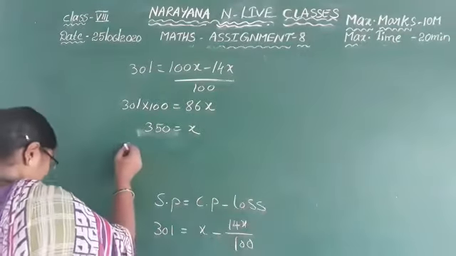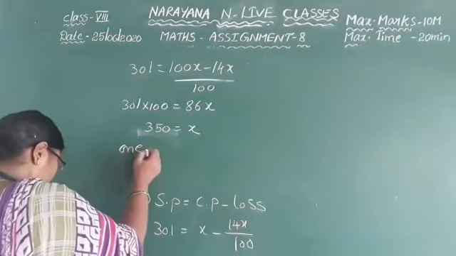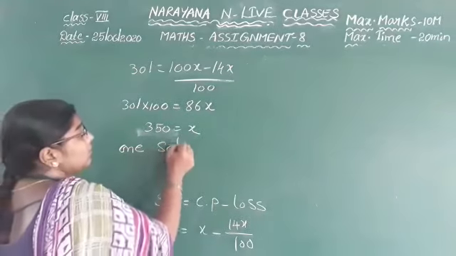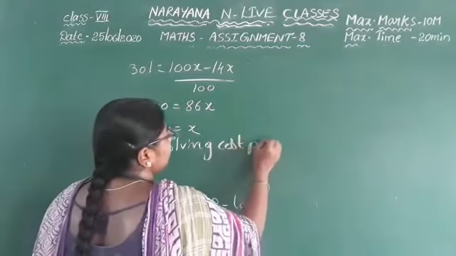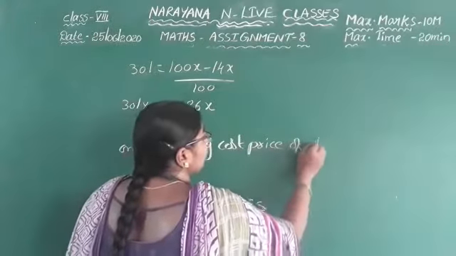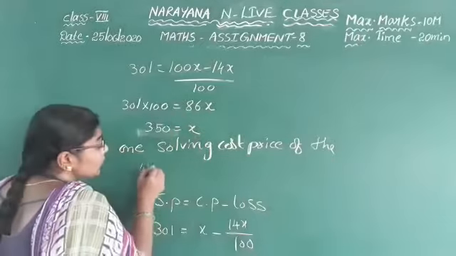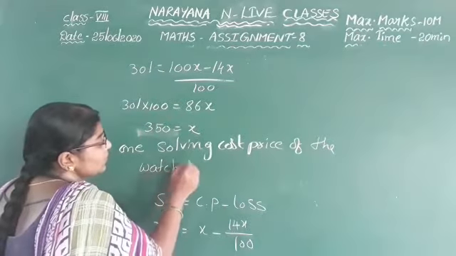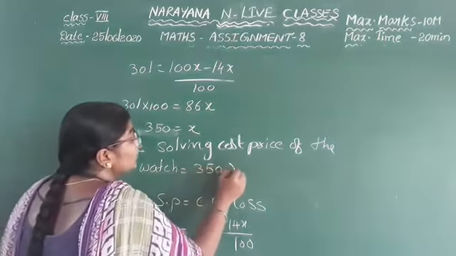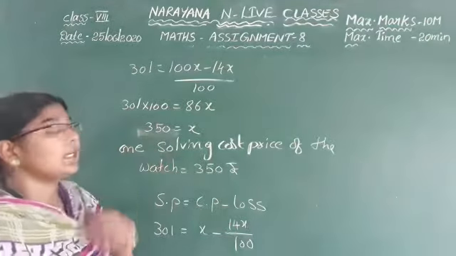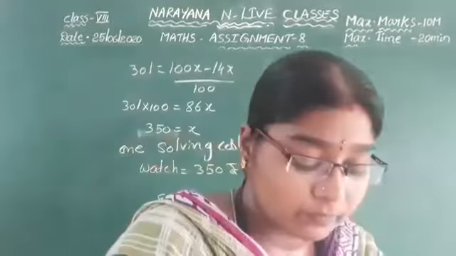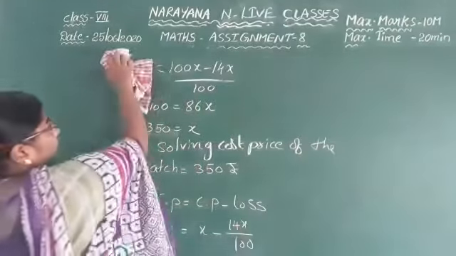So on solving, the cost price of the watch is equal to 350 rupees. Okay, next question.